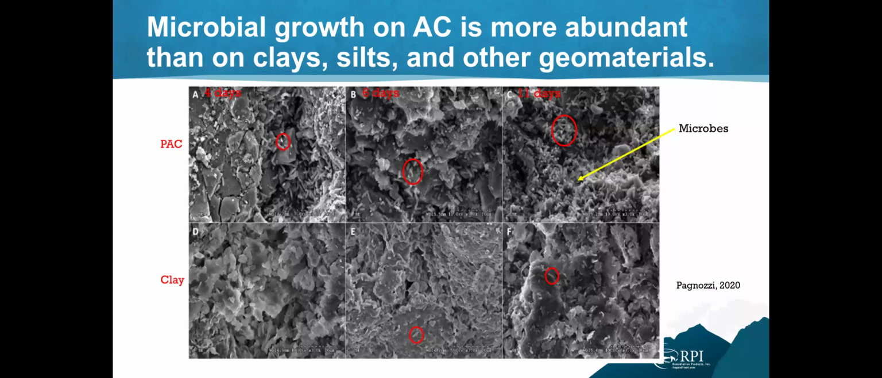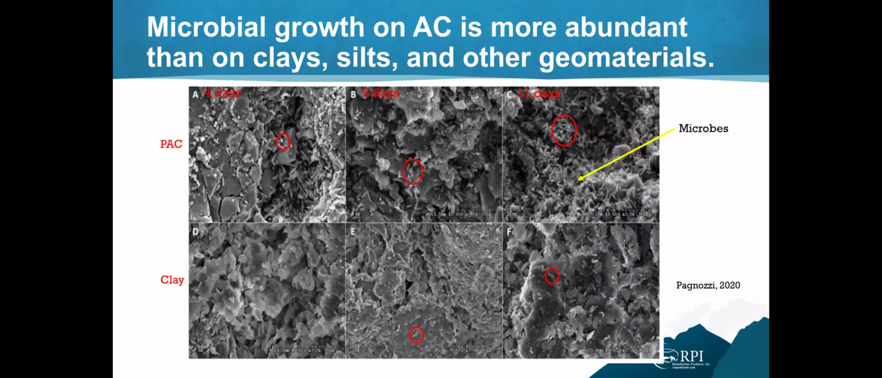Looking at the top picture, that is PAC, powdered activated carbon. You can see these pictures are all on the very same time frame. Already in the very first picture at 4 days, the same as the first picture in clay, you are covered with bacteria. You just see it increase at 6 days and 11 days. By the time you get to 11 days, it's a field of bacteria. Activated carbon seems to support microbial growth better than any material that I'm aware of, and this is important for you.